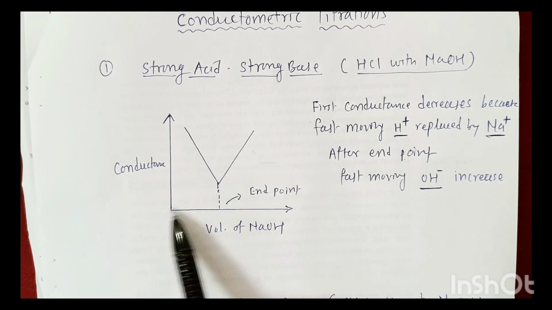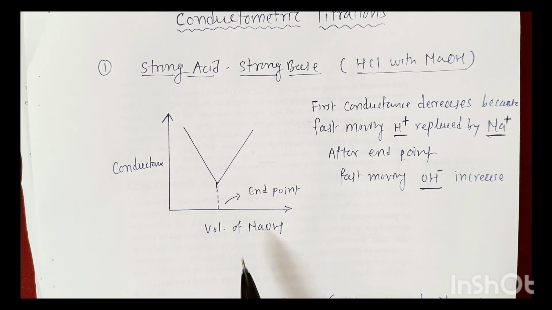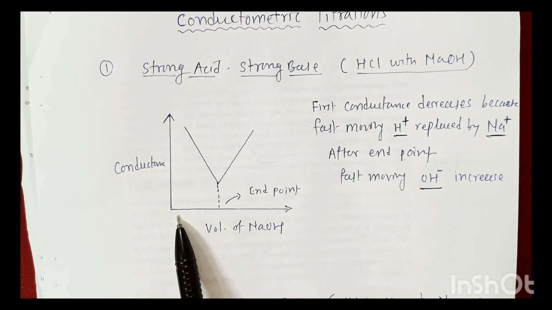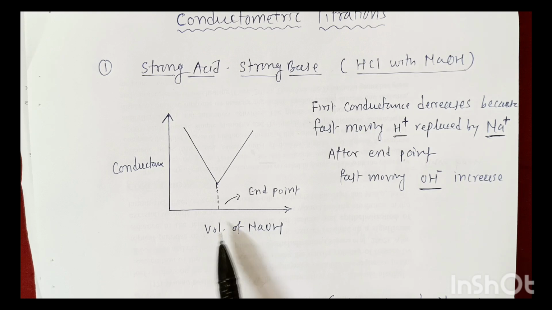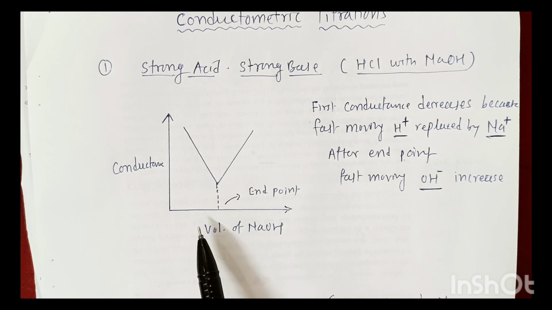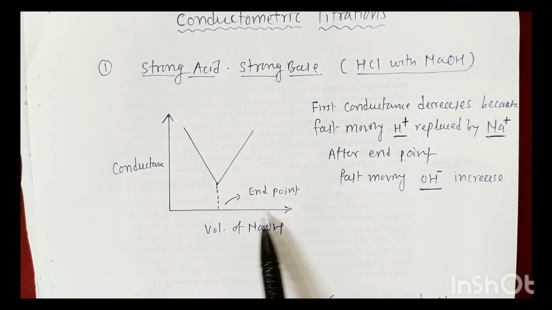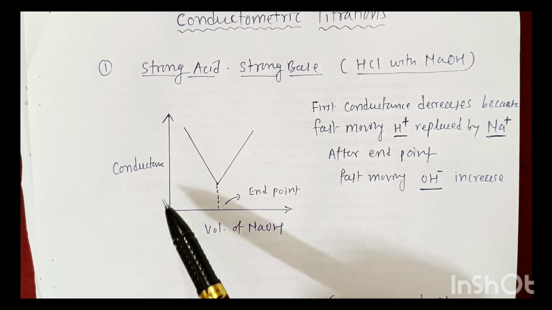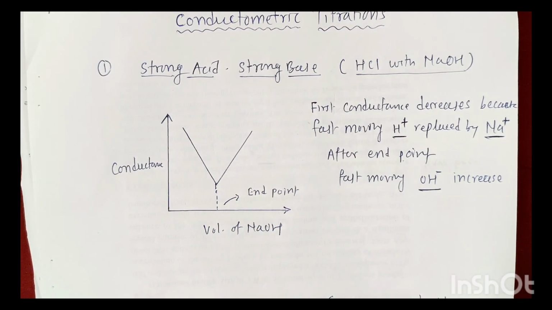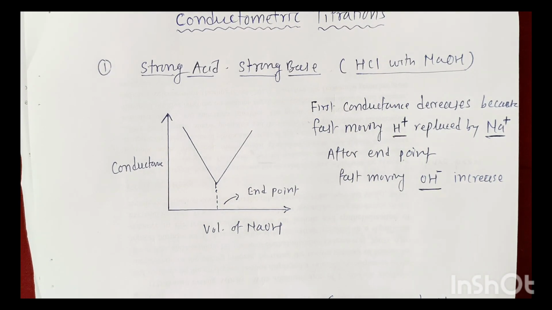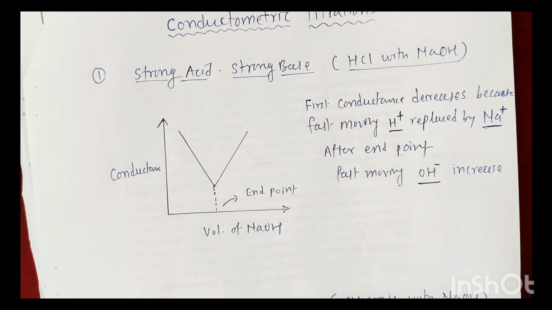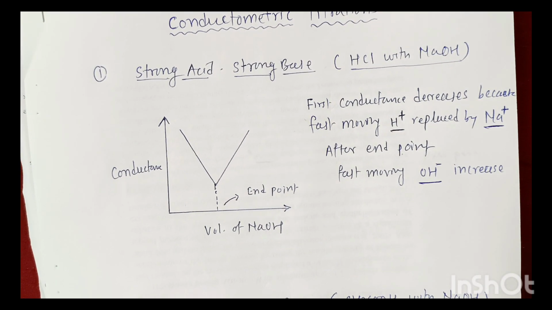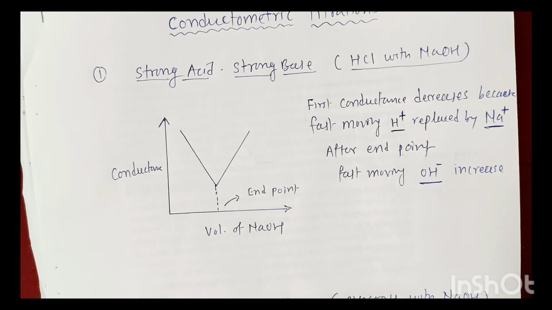Now, it is a graph which is plotted against the increasing volume of NaOH. You go on adding NaOH from the burette, 1 ml or 0.5 ml at a time, and go on measuring the conductance of the solution. HCl is taken in the beaker. Now, this is the graph which is obtained for a strong acid and strong base titration.